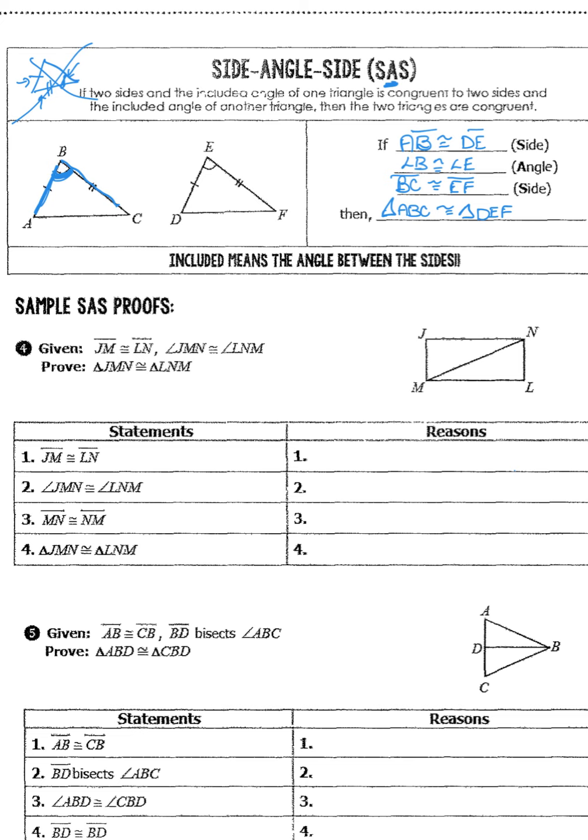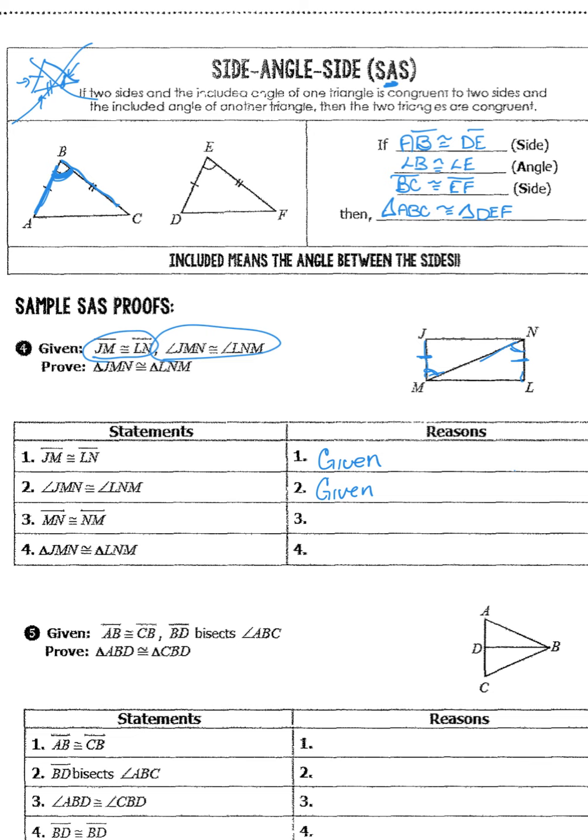So looking at this next proof, we start with that given information. JM is congruent to LN, that's given. We've got angle JMN is congruent to angle LNM, that is also given. We're going to put that in our picture. So JM is congruent to LN, and angle JMN, this angle, and angle LNM, this angle, are congruent.